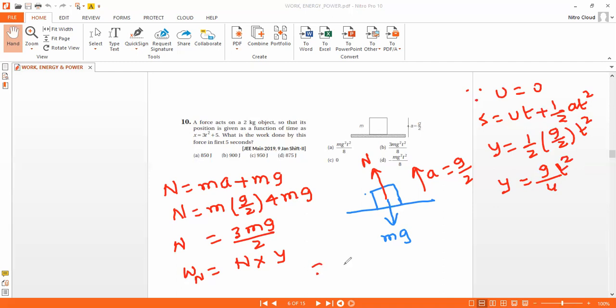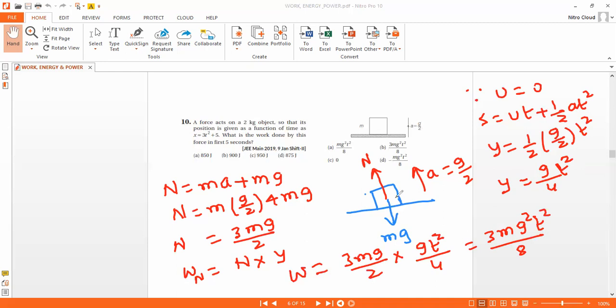Substitute here 3 mg by 2 times g t square by 4. That is nothing but 3 m g square t square by 8. That is my work done. So it is option B.